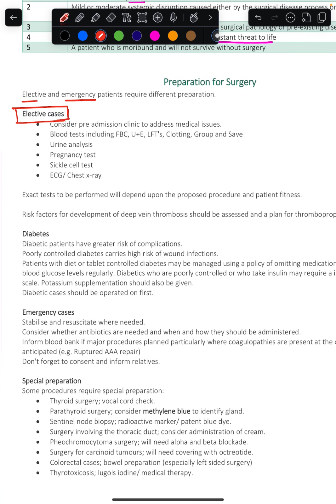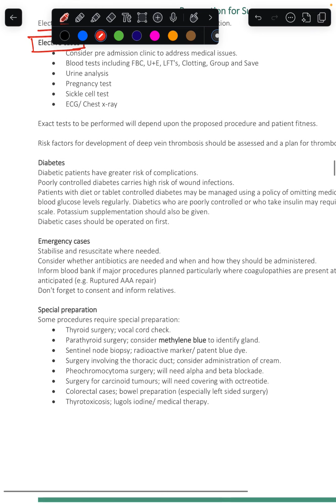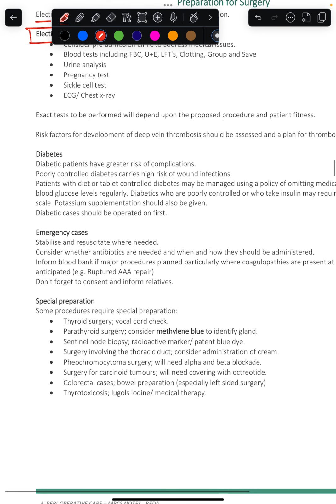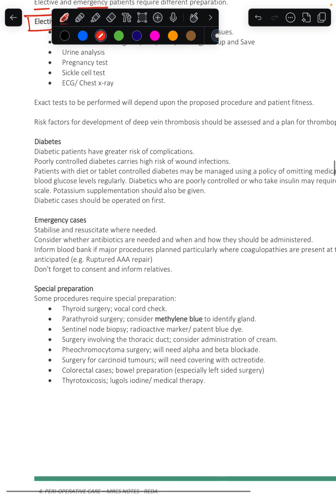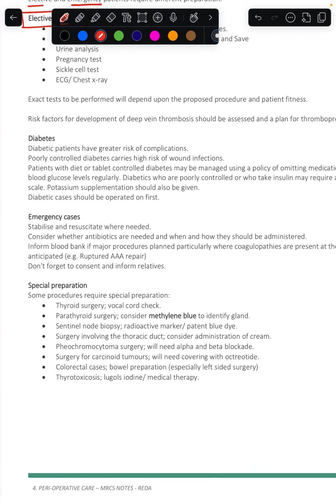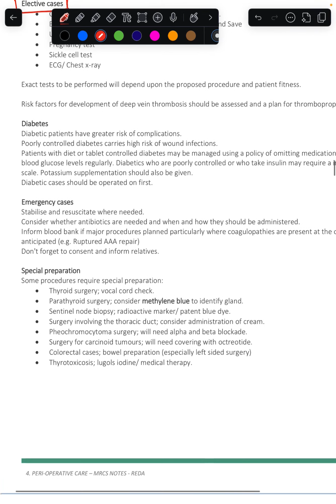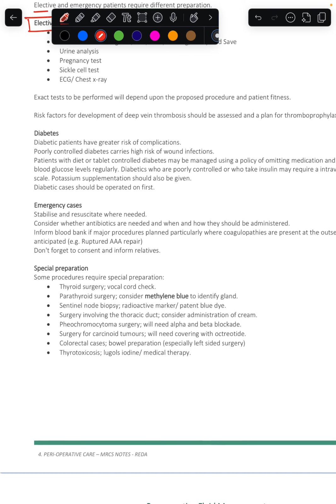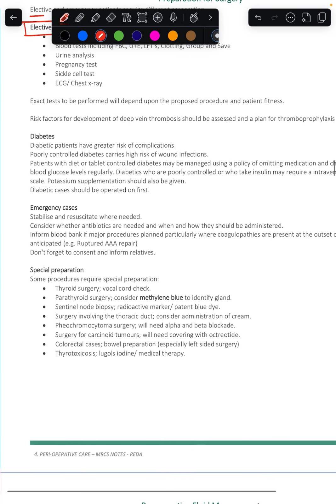Full blood count, urine examination, liver function test, clotting and everything. Pregnancy test, sickle cell test, all these tests are done. So the exact tests to be performed will depend upon the proposed procedure and fitness. Most of the time it is called pre-anesthesia checkup, PAC, or fitness. Risk factors for development of deep vein thrombosis should be assessed and planned for thromboprophylaxis. You have got the time to plan for thromboprophylaxis.